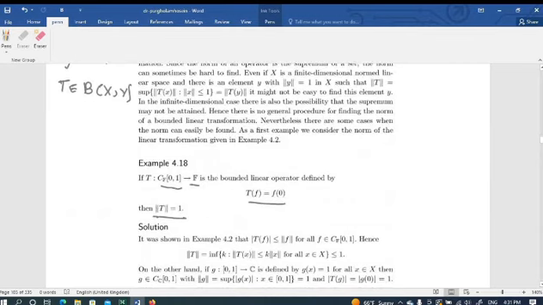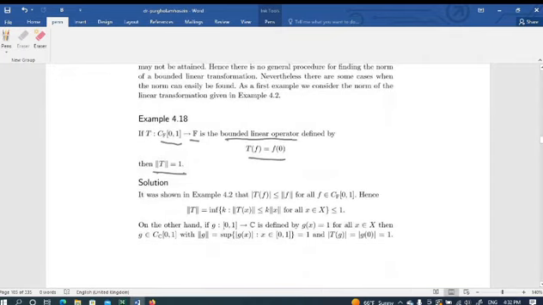And this is an example: T from C_F[0, 1], the set of all continuous functions from [0, 1] to F, defined by T(f) equals f(0), is a bounded linear operator, and the norm of T equals 1. Here is the proof of the example, or the solution.